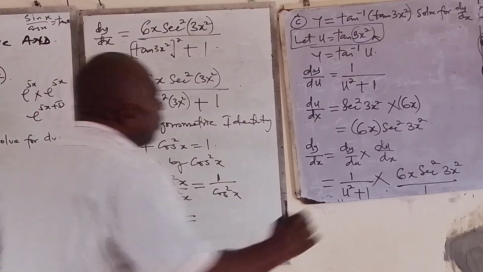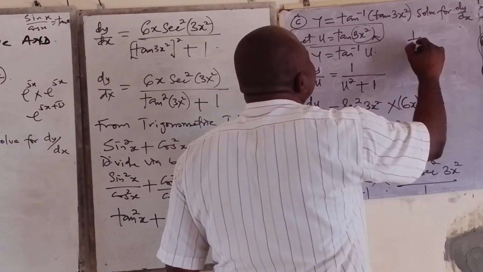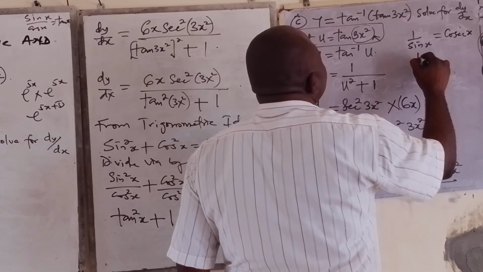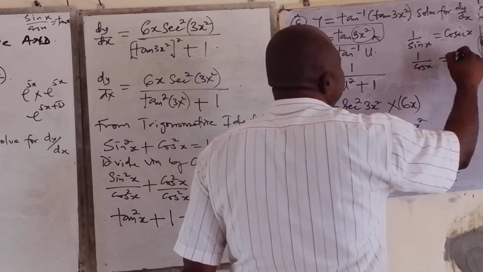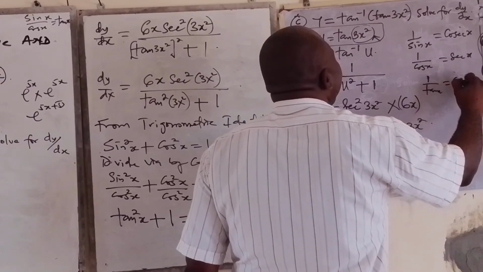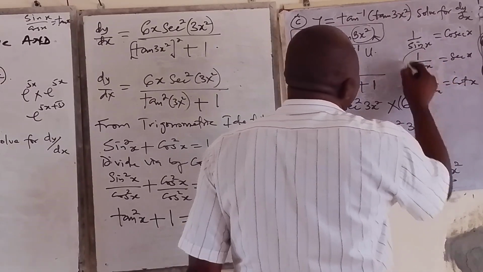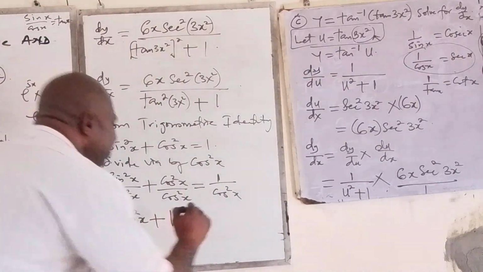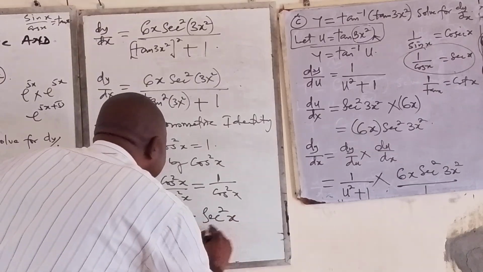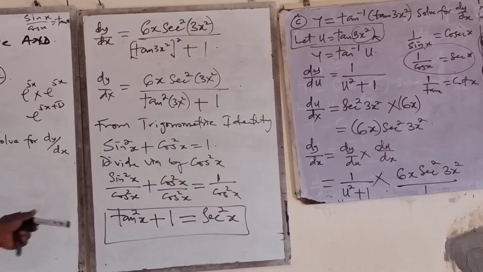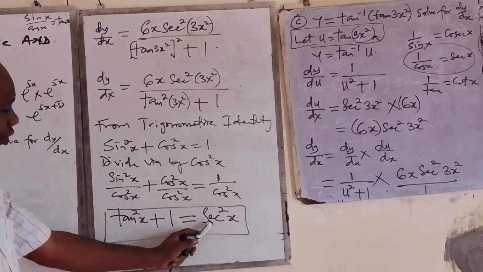And we know that 1 over sine x is equal to cosec x, 1 over cos x is equal to sec x, and 1 over tan x is equal to cot x. So 1 over cos x is sec x, which means 1 over cos squared x is sec squared x. Looking at this relationship, tan squared x plus 1 is equal to sec squared x.